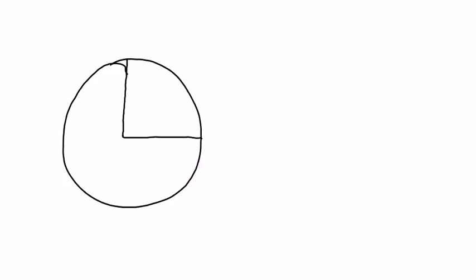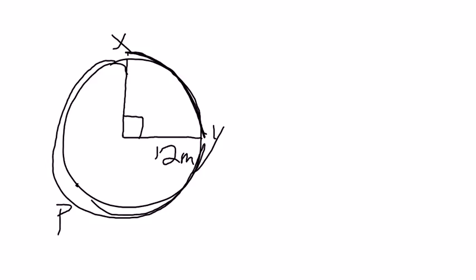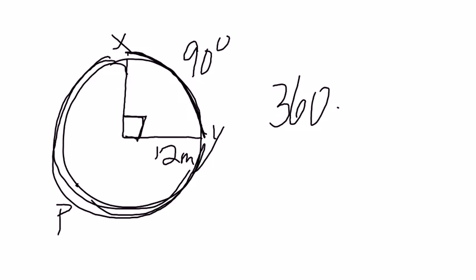Number 4, find the length of arc XPY. We have a circle there. This is a right angle, with 12 meters. This is XY, and that's P. Basically we're dealing with this arc here and this arc here. This is a central angle, so that arc is going to be 90. Then this arc is the rest of the circle, so 360 minus 90 is going to give us 270.